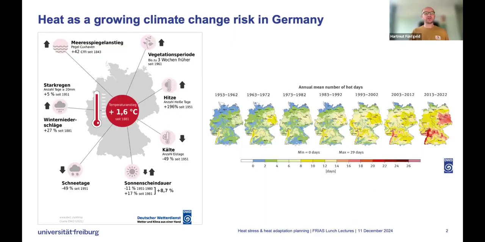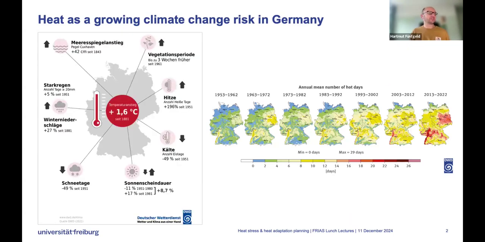Okay, so just to cover the basics, and I'm sure you're familiar with this. Unfortunately, some of the graphs here are in German. I hope you can relate to them anyway. We've had, unfortunately, not very much success with arresting or reducing global warming, and we have in Germany already a temperature increase of 1.6 degrees since pre-industrial or early industrial times.